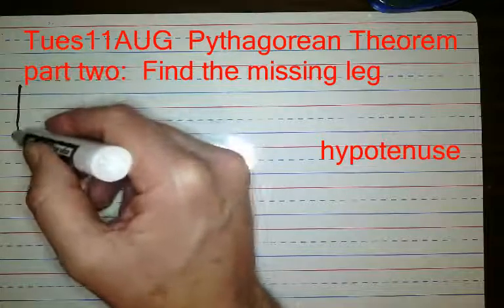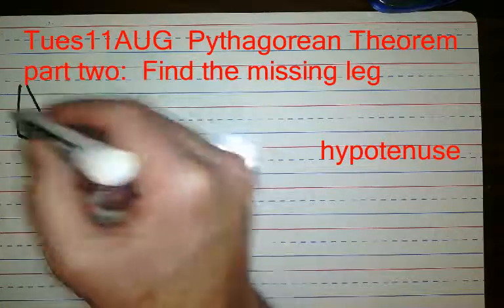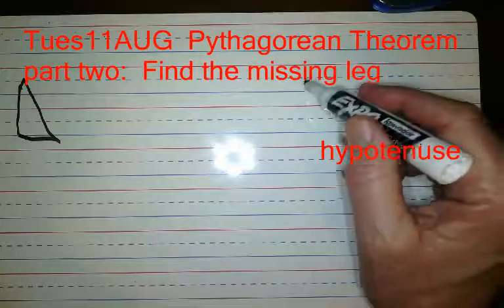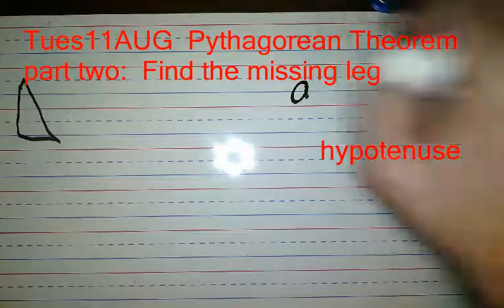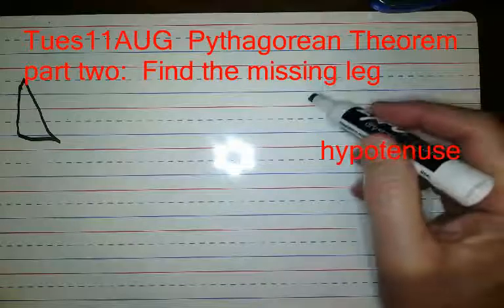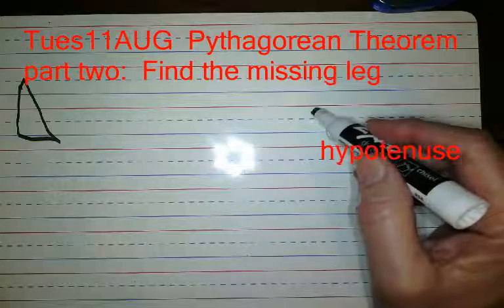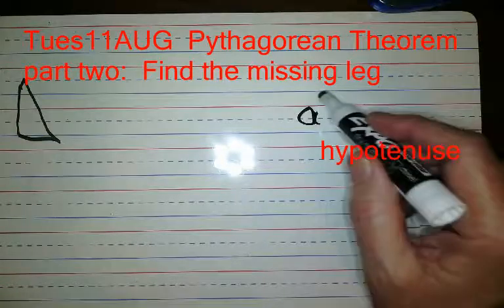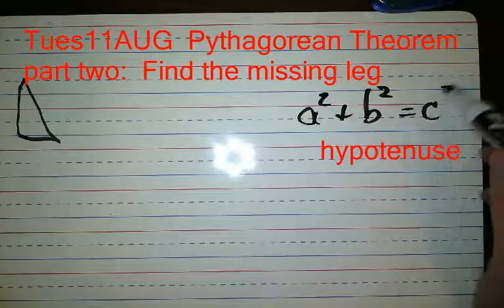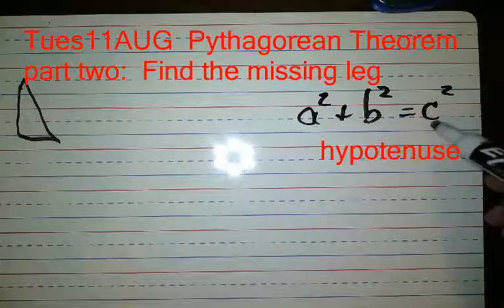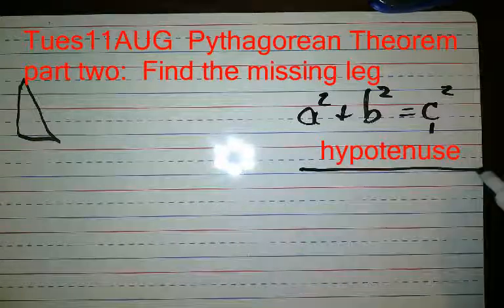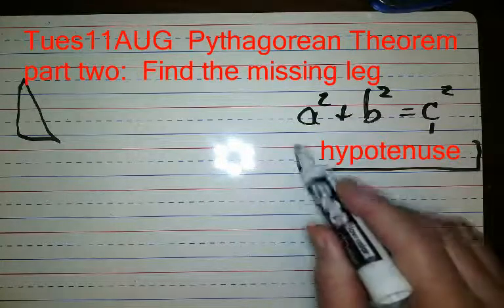So if you recall, we have the formula: a squared plus b squared equals c squared. And remember that c is the hypotenuse. The hypotenuse is c.